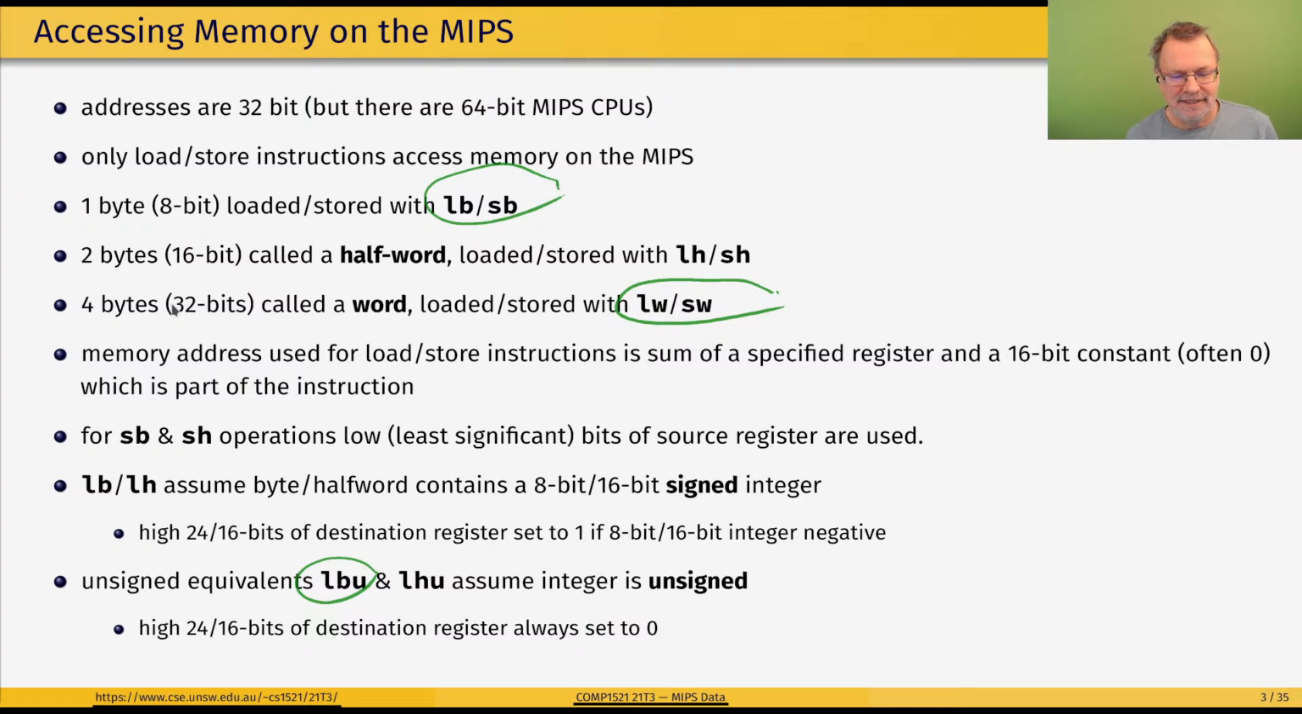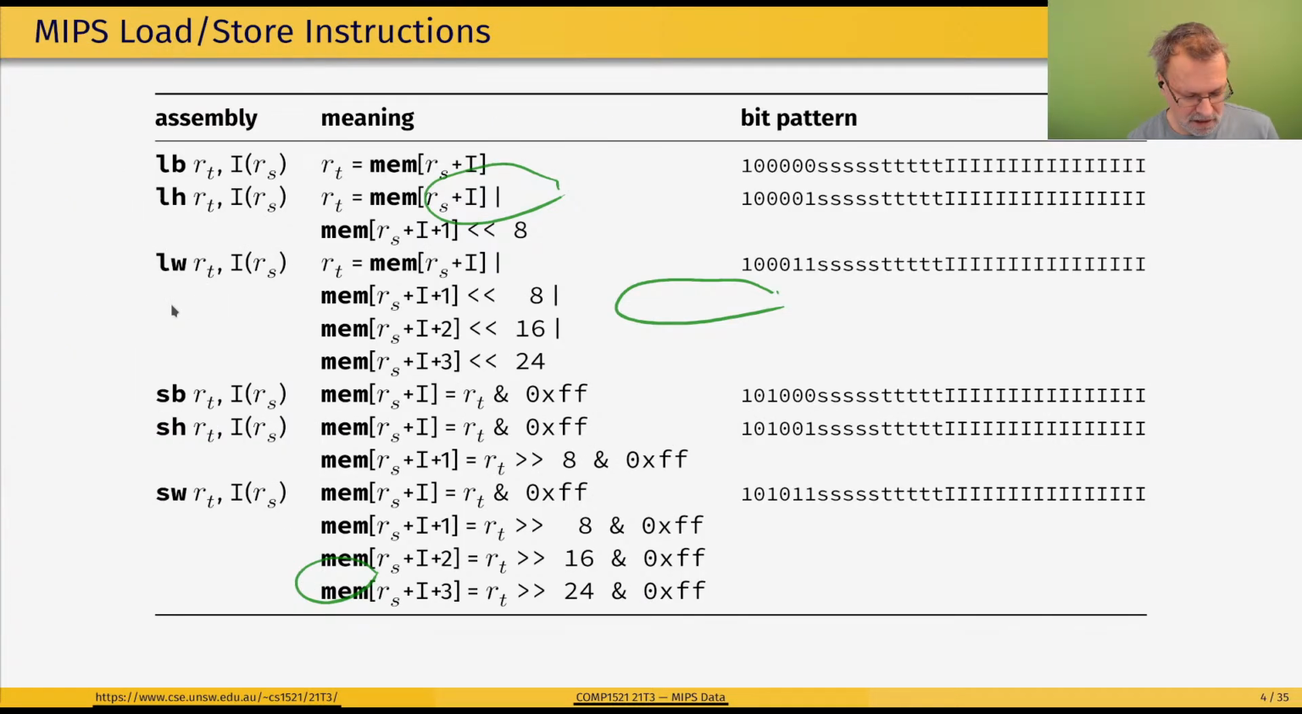All right, let's move on then. There's raw C, and there's the bit patterns.